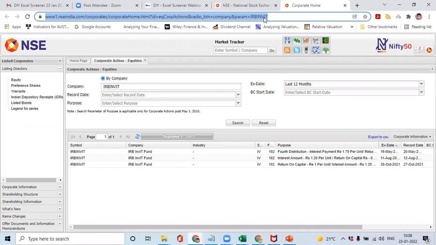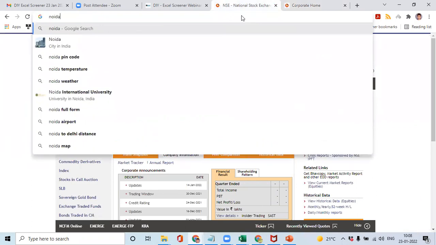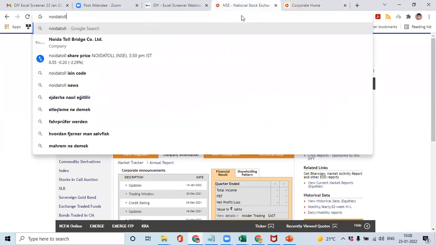Okay, I understand. So what I mean is, what if the collections do not come for the IRB itself? The only risk is, how many of you have burned your hands in Noida Toll? There was a stock called Noida Toll. How many of you are aware of that stock, Noida Toll?